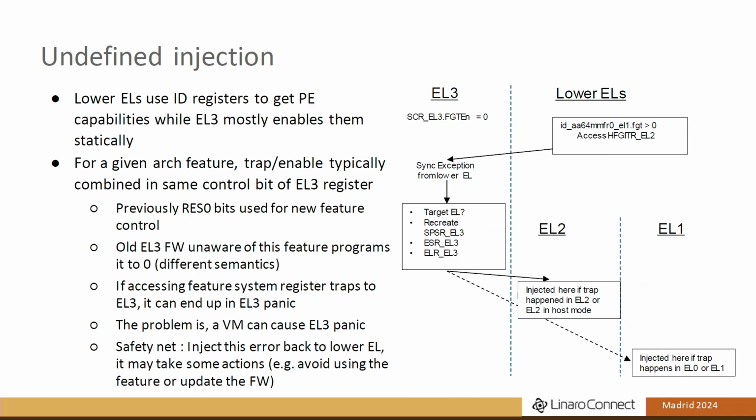So that's the flow here on the right-hand side. The bit for the FGT feature is disabled. The lower EL tries to access it because it sees the feature is enabled. There's an exception to EL3. And then here you figure out. So the solution is to figure out SPSR, recreating the SPSR. We have a fixed value of the syndrome register for the exception, and you figure out ELR, and inject to EL2 or EL1, depending on whether the EL2 is running in host mode or not. Any questions?